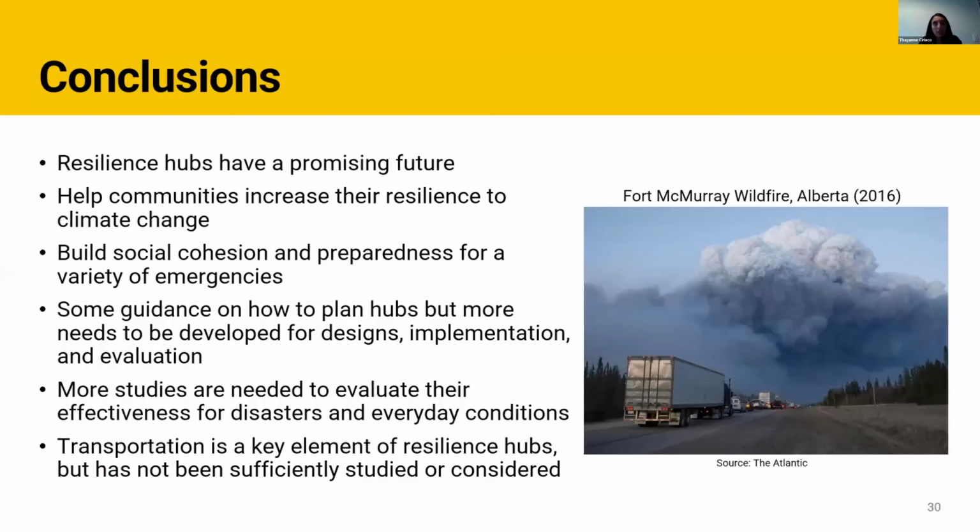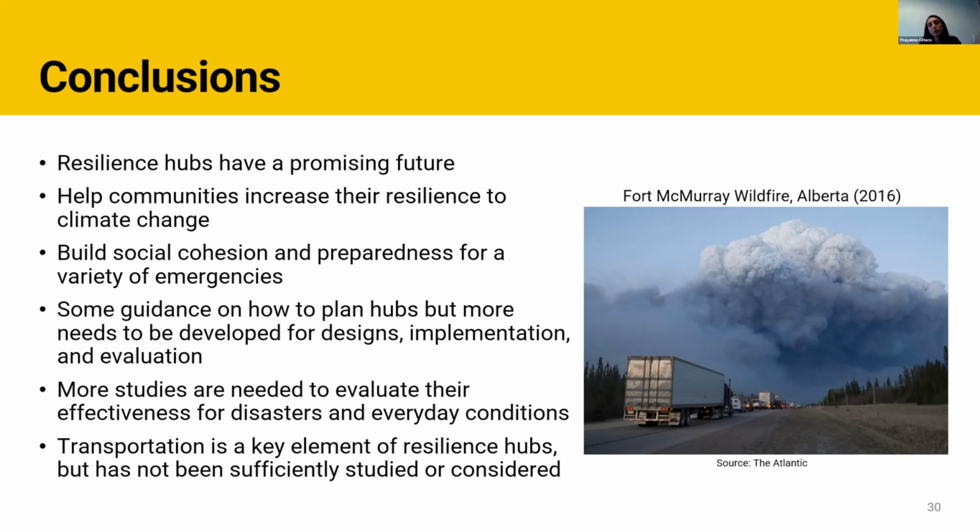The conclusion of our studies until now is that resilience hubs have a promising future. They can help the community increase their resilience to climate change and build social cohesion and preparedness for a variety of emergencies. The existing literature has some guidance on how to plan hubs, but more studies are needed to improve the hubs' design and implementation. Also, studies are needed to better evaluate their effectiveness during everyday conditions and during disasters.